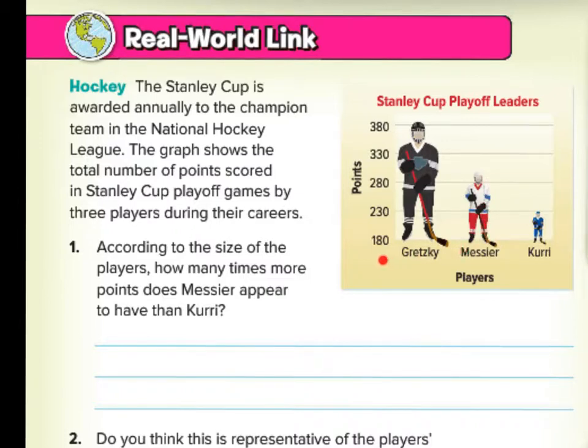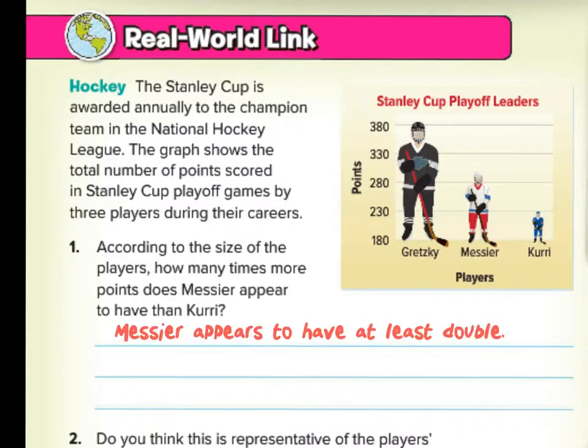But this is a misleading graph because it looks like Curry has 230 and Messier has just slightly over 280. So let's put him at maybe an even 300. So there's really only a 70-point difference. He does not double him. If you were to go by this chart, you would think that Curry has 230 and Messier would have at least 460, at least double, right? We see the misleading drawing. So Messier appears to have at least double.